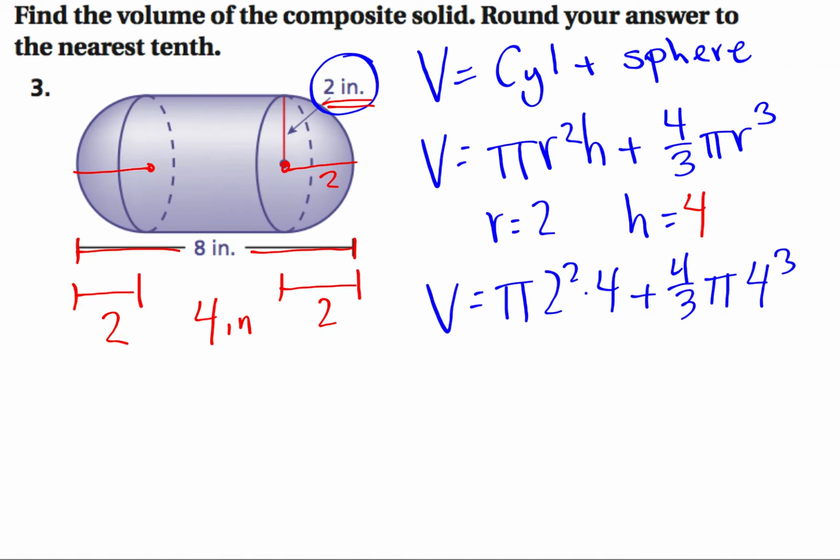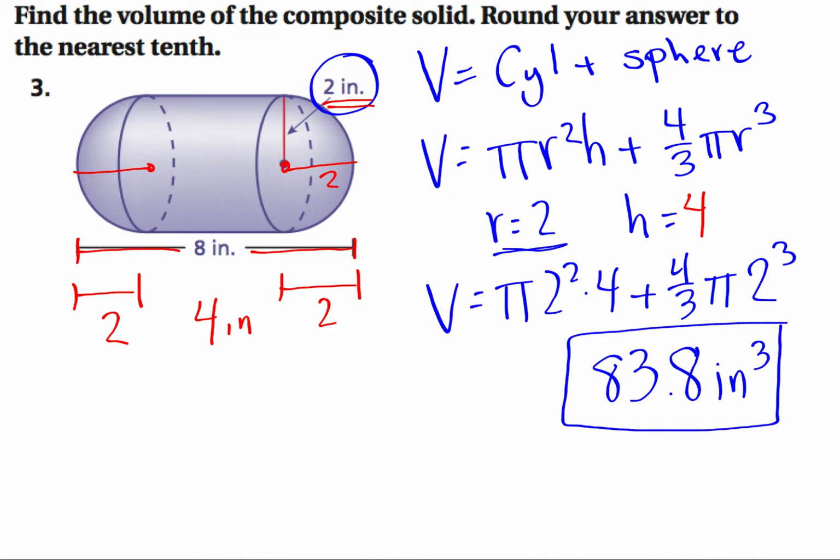Now I can type this all in at the same time. Pi 2 squared times 4 plus 4/3 pi times 2 to the third. It is 2 to the third power. I almost made a mistake there. Make sure you're plugging in the radius for the radius. Anyway, that ends up being 83.775. I'm going to round that to 83.8, and the units here would be inches cubed. So the volume of this capsule is 83.8 cubic inches. This capsule would be much too large for you to swallow as a pill and too small to be very useful as, well, it could be useful as a propane canister.